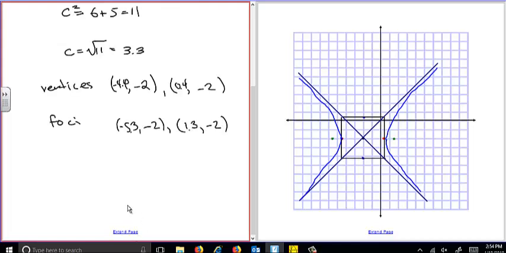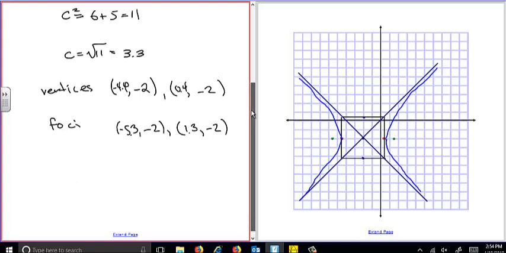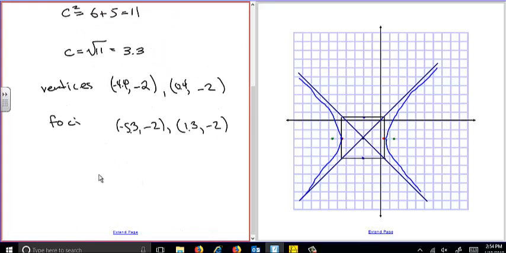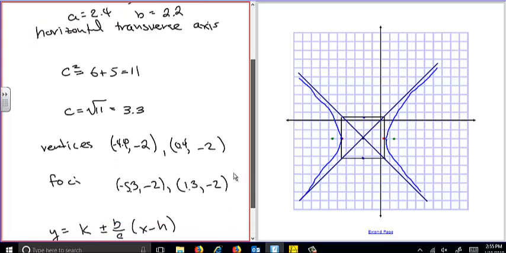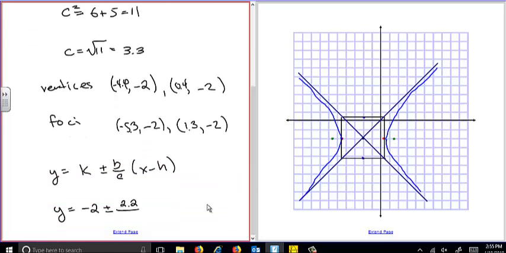And then the equations for the asymptotes. I think I forgot to do that on the last problem. But again, you look at the horizontal transverse axis. So the equation there is y is equal to k plus or minus b over a times x minus h. So k was -2 plus or minus b, which is 2.2, divided by a, which is 2.4, times x minus h, which is negative 2.